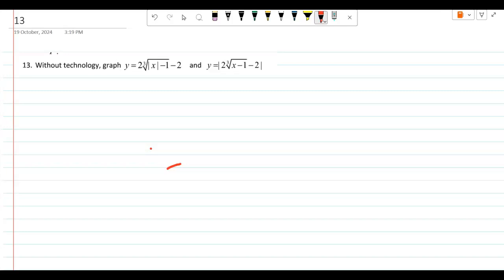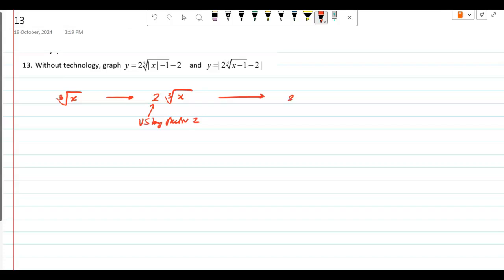Okay. So tell me what will you do? What is my basic function you will start with? Square root function. Cube root function. Cube root function. Yeah. Correct? We'll start with the cube root function. Then what do you do? Then you stretch. Vertical stretch by factor 2. Then what do you do? Then you take it 1 to the left. 1 to the right.